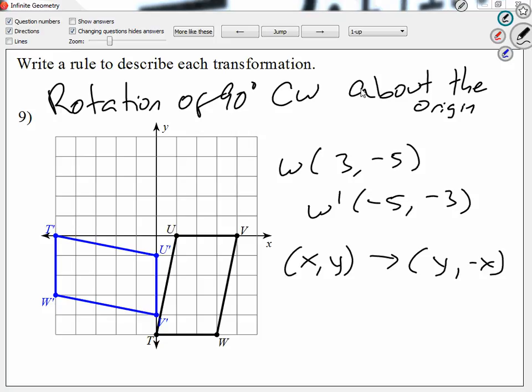The same thing with reflection. If you can tell it's reflected, tell me over what. Like what's the mirror? Reflection across such and such. But if you cannot see it, follow the point. Alright, any questions up until 16?